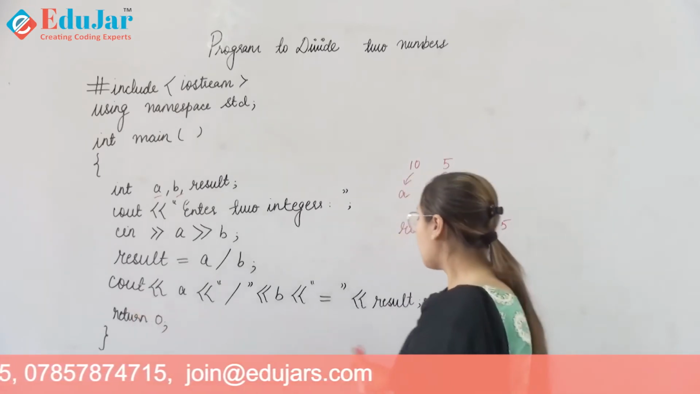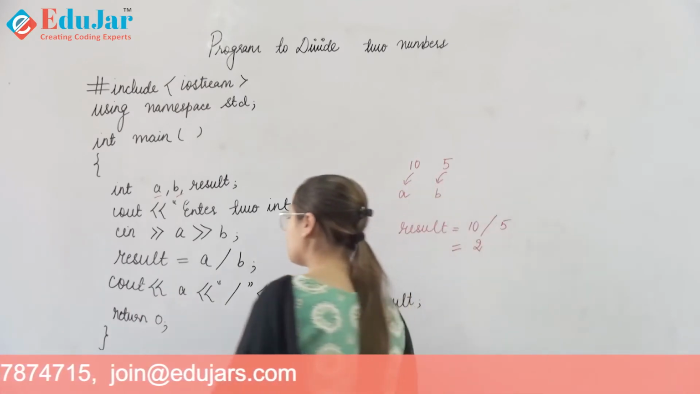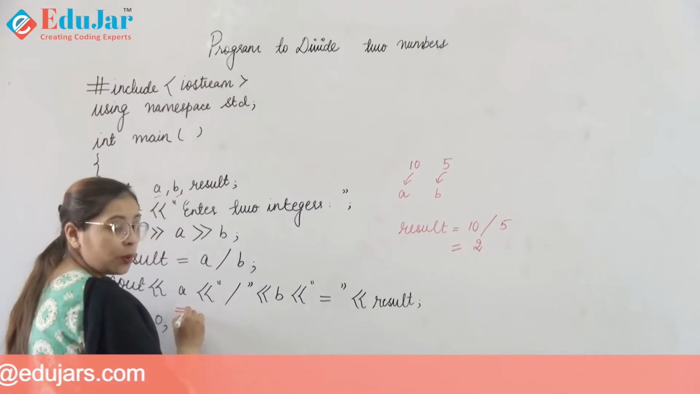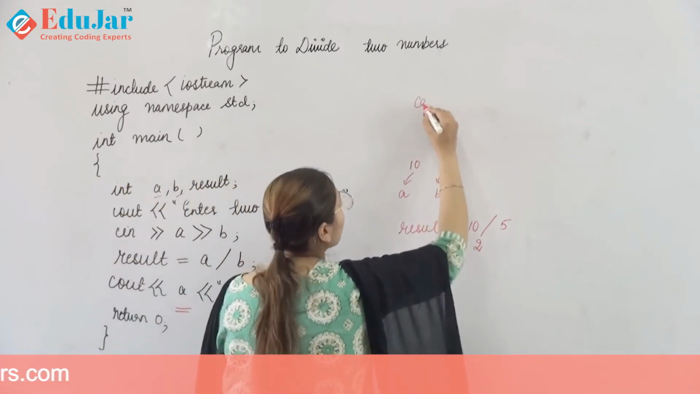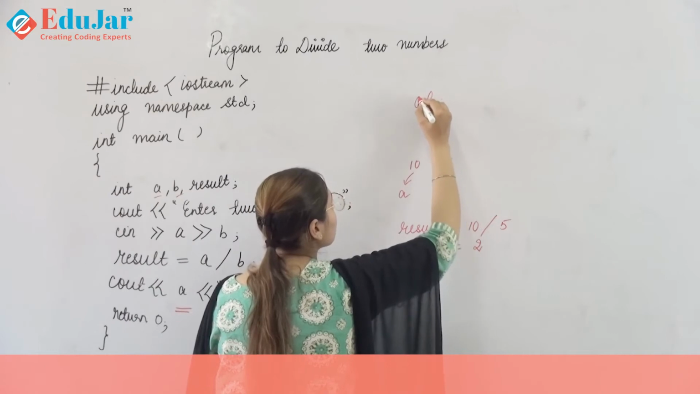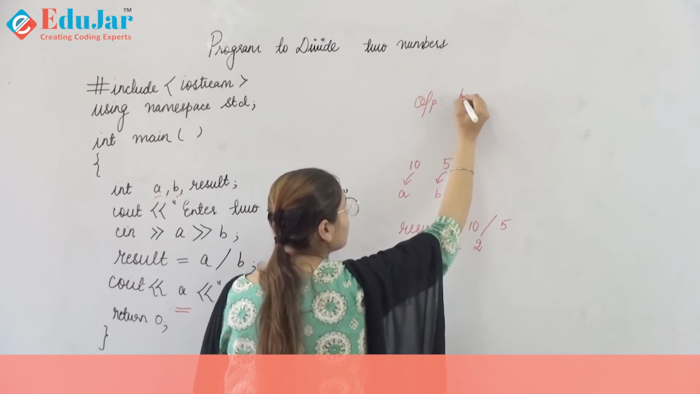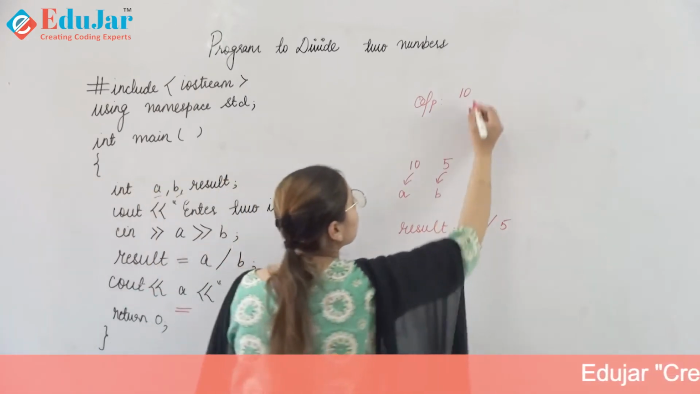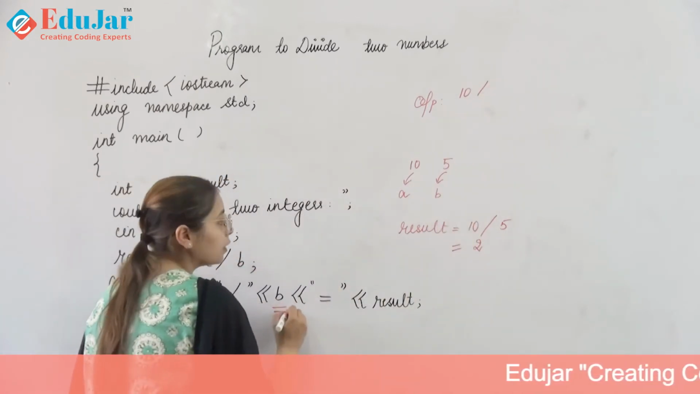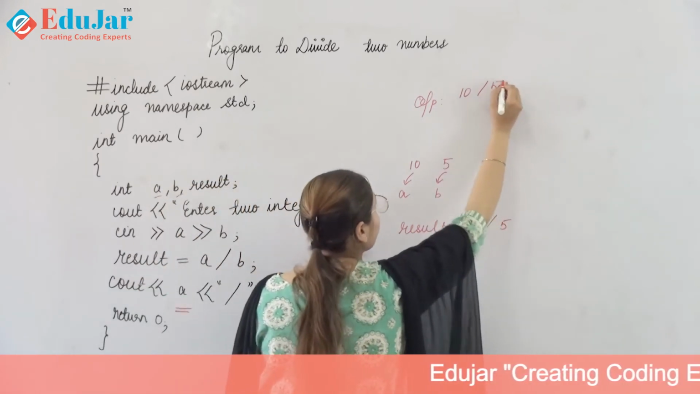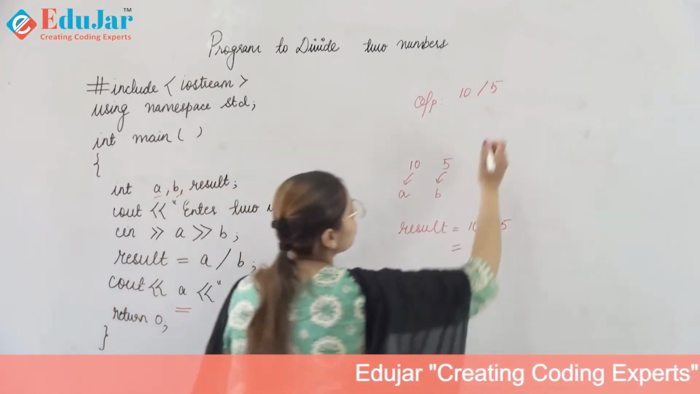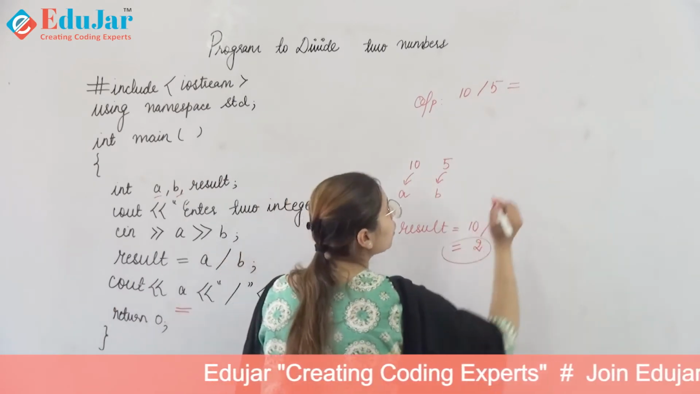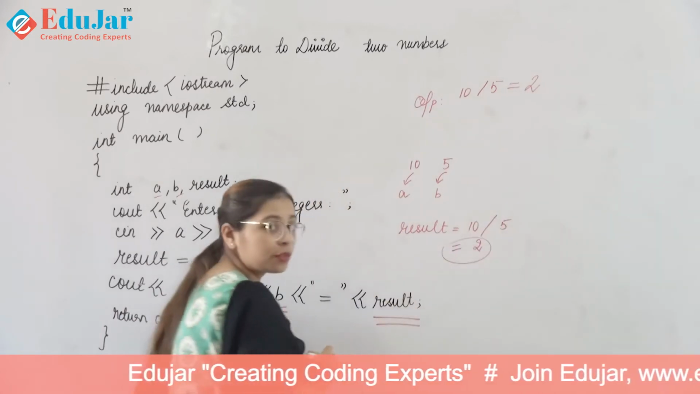Then our final output will be printed. The output for the program is cout a. Here it will show the value of a. What is the value of a? The value of a is 10. Then 10 by, what is the value of b? The value of b is 5. 10 by 5 should be equal to result. So what should be our result? The result is 2. So 10 by 5 is equal to 2.